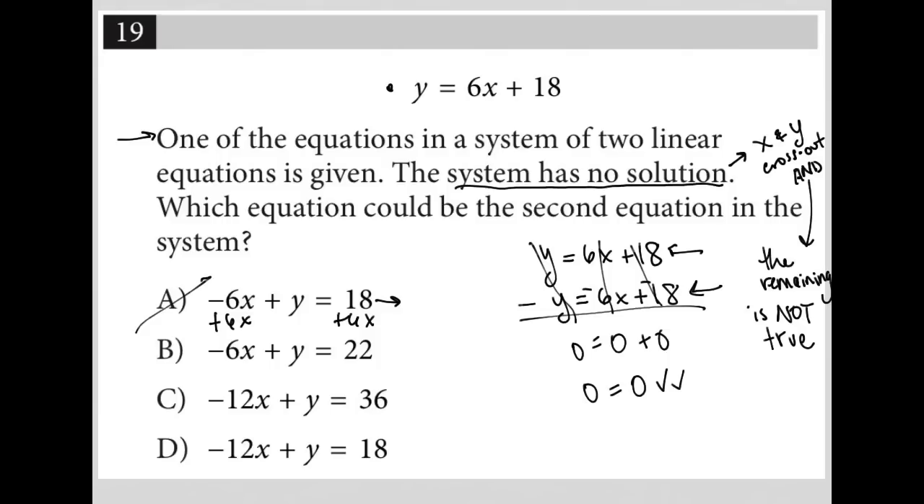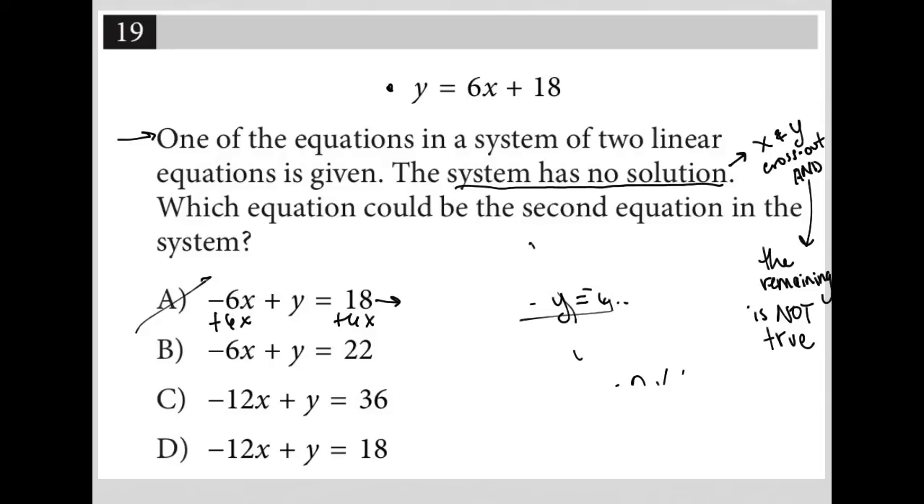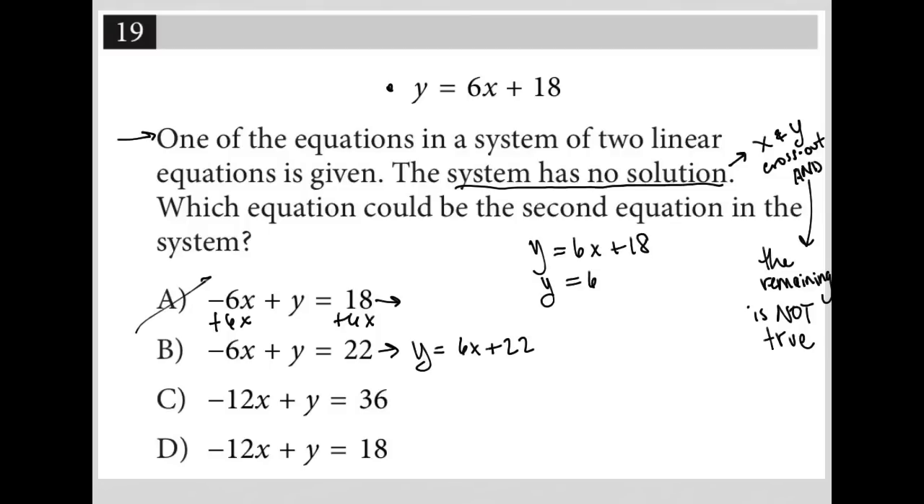Let me give myself some more space here by deleting this. Okay, so how about choice B? Well, choice B, if I added 6x to both sides, would be y equals 6x plus 22. I like this one. So if I have my original y equals 6x plus 18, and choice B's possibility, which is y equals 6x plus 22, now when I subtract the bottom equation from the top, I get a cross out in y, I get a cross out in x, but what I'm left with here is 0 equals -4, and that is not true, right? That is not true. Therefore, choice B has to be the right answer.